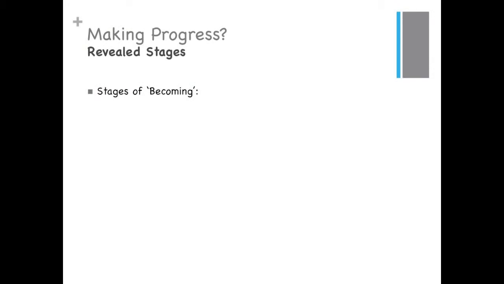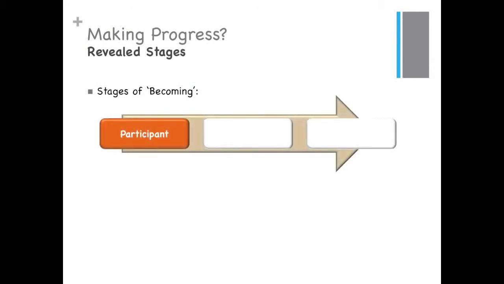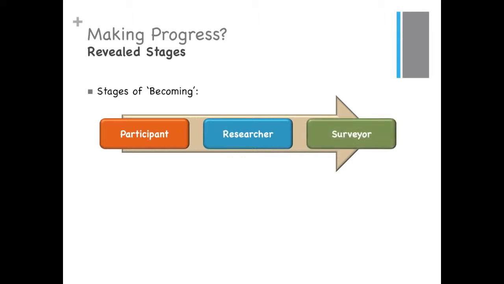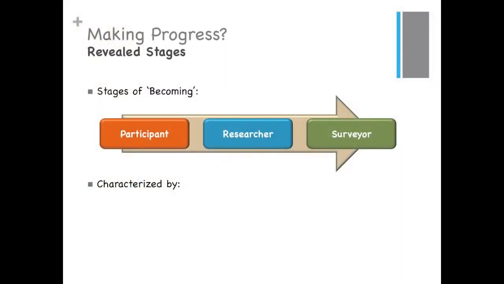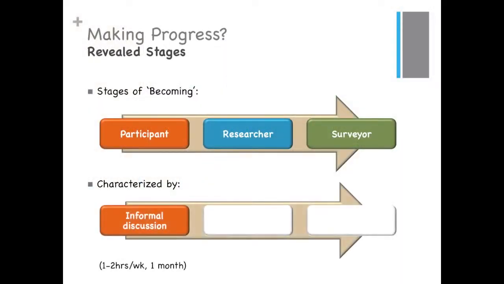I've got a little homespun theory here that during our work, there were three stages of becoming. The first is called becoming participant, then becoming researcher, and becoming surveyor. Now, I've said that these are revealed stages, but it's a bit of a point for debate whether it's revealed or whether it's consciously planned, or subconsciously planned, rather. So becoming participant is where we got together and formed as a group and worked out how we were going to work together and what we were going to do.